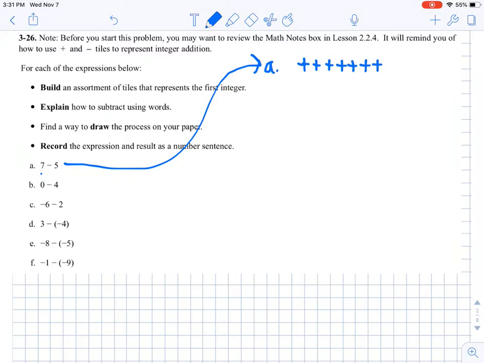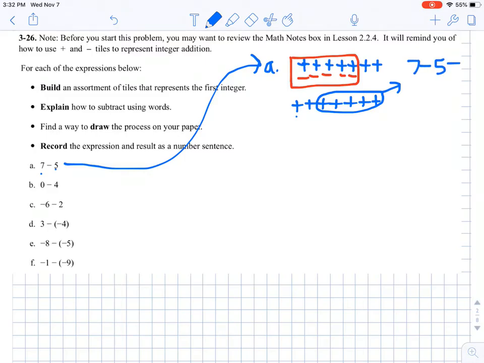So there's two ways I could draw it on my paper. I could either add a negative 5, so 1, 2, 3, 4, 5, and then right here I would create a 0. So my answer would be positive 2. Or I could have the 7, 1, 2, 3, 4, 5, 6, 7, and I could take away a positive 5. I'm still left with 2. So 7 minus 5 is equal to 2.